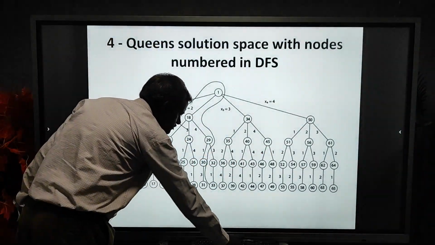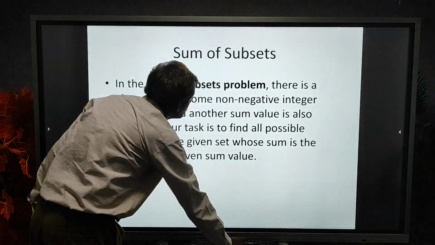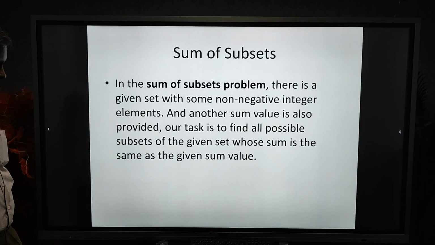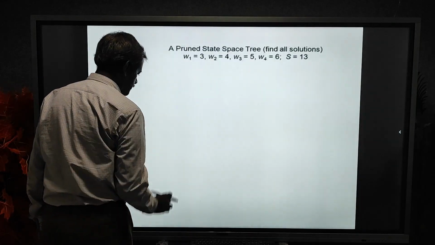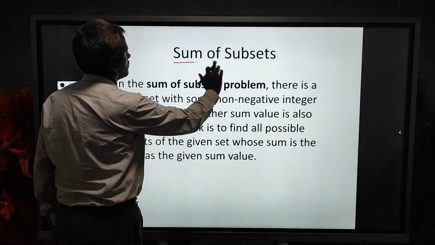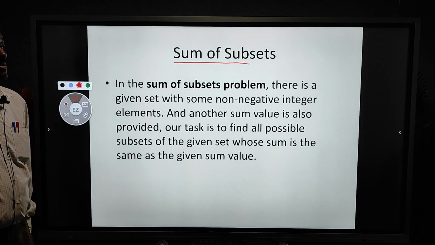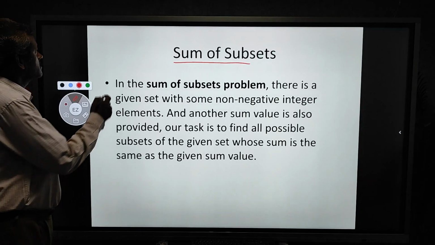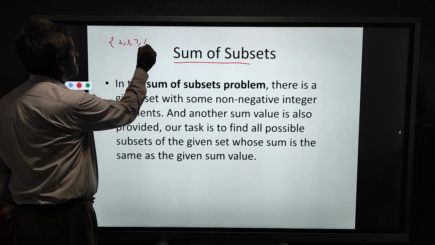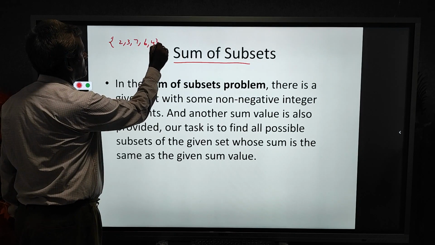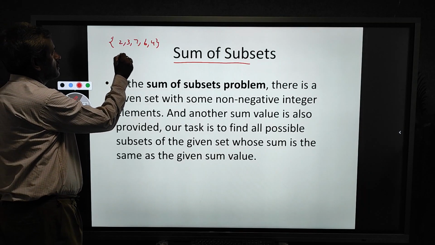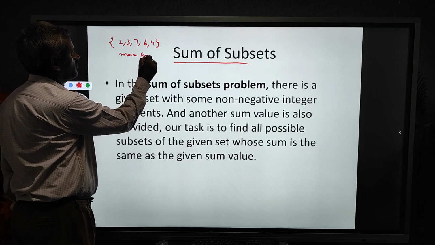Now the next one. We will check out some other problem regarding backtracking, that is sum of subsets. What do you mean by sum of subsets? Suppose I have a set like this: 2, 3, 7, 6 and 4. Now I want to get a maximum sum of 10.